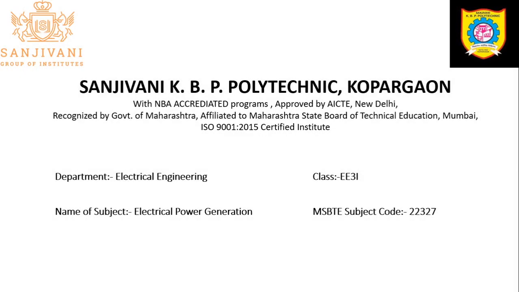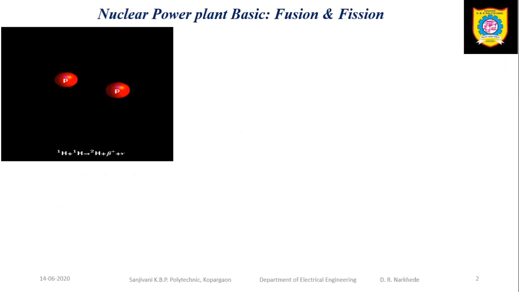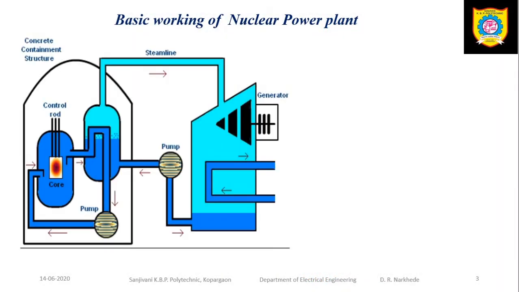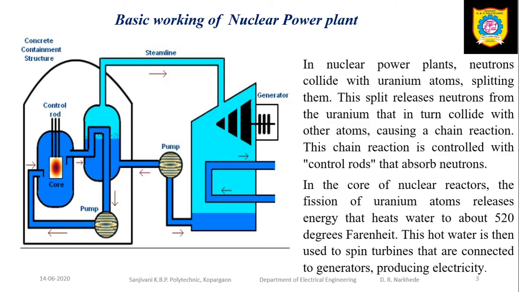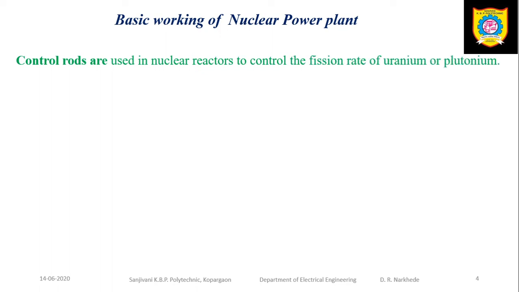Hello student, in the previous lecture we have discussed the working of the nuclear power plant. We have discussed the fusion and fission process. Then we have discussed the basic layout of the nuclear power plant and its working. Now we are going to discuss what are the main components of the nuclear power plants.